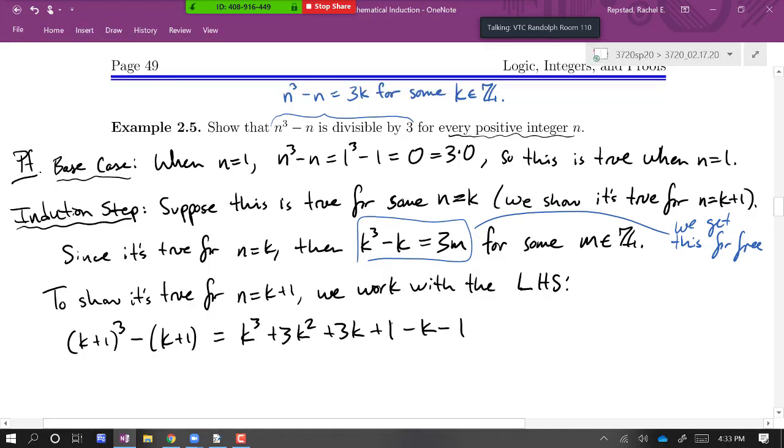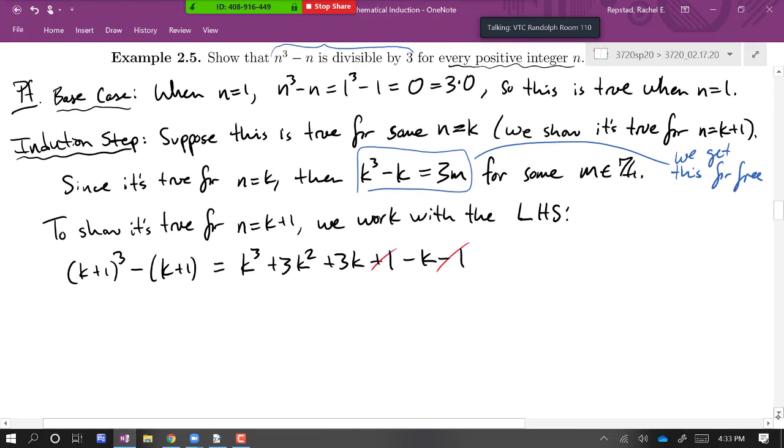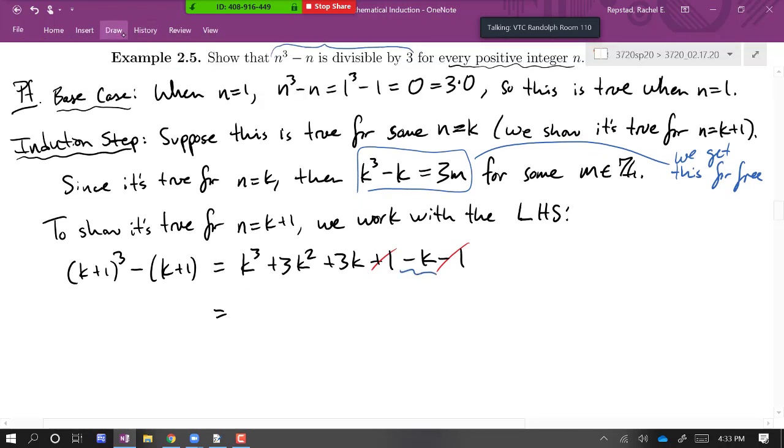Now the plus 1 minus 1 cancels, and it is very natural to just want to combine like terms and say 3k minus k is 2k, because 3k minus k is in fact 2k, but that's not going to be the helpful way to think about this. I'm going to reorganize these terms, so I'm going to group this minus k here. I'm going to throw it near the front. So I'm going to have k cubed minus k, and then plus 3k squared plus 3k.